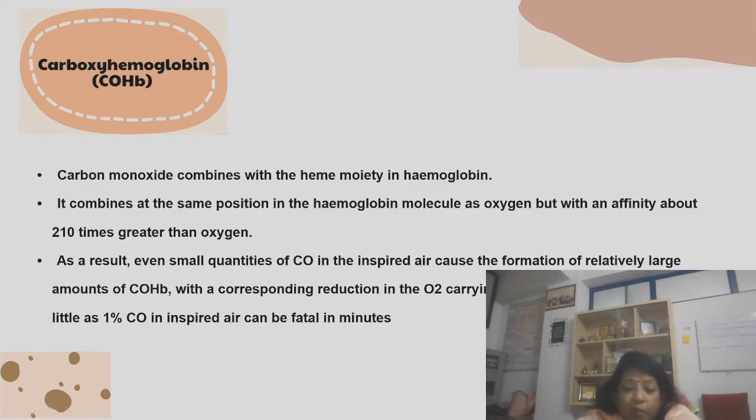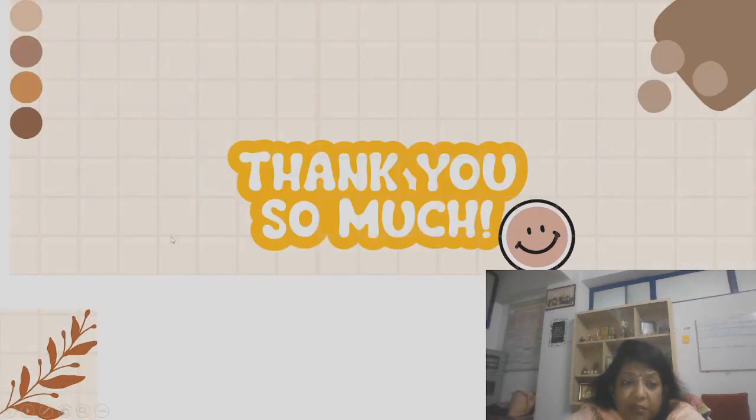Carboxyhemoglobin: carbon monoxide combined with the heme moiety in hemoglobin. It combines at the same position in the hemoglobin as oxygen, but with an affinity about 210 times greater than oxygen. As a result, what happens? A small quantity of CO in the inspired air causes the formation of a relatively large amount of carboxyhemoglobin with a corresponding reduction in oxygen carrying capacity of the blood. Even as little as 1% in inspired air can be fatal in minutes.